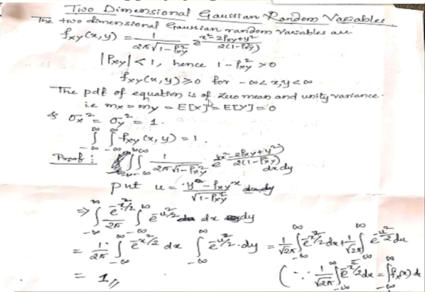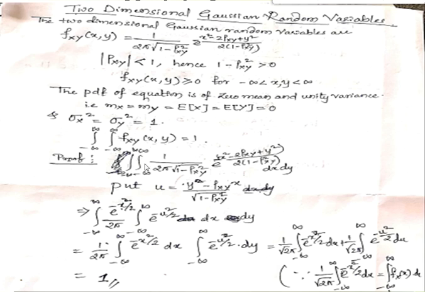The PDF of this equation is of zero mean and unity variance. That means m_X, m_Y, that is E[X] and E[Y], are 0, and σ_X and σ_Y are equal to 1. So the integration from minus infinity to plus infinity, twice, of f_XY(x, y) is equal to 1, and this can be proved for the Gaussian random variables.